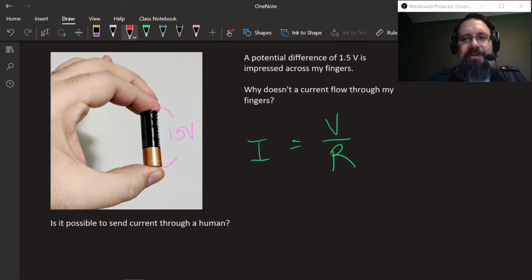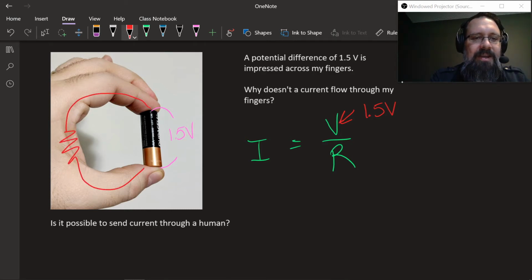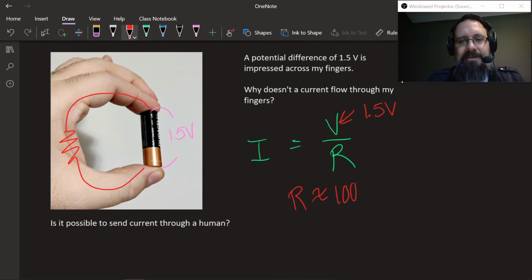So you're going to need two things. We have a voltage, right? 1.5 volts. But what's the resistance? Well, the resistance is actually the resistance of my hand. My fingers are going to act like the resistor in this circuit. It turns out the resistance of a human hand or fingers like this is about 100,000 ohms.